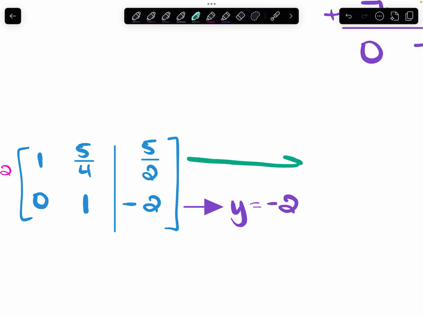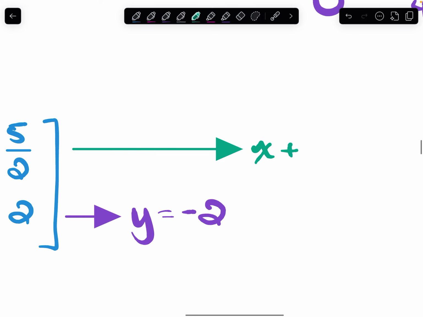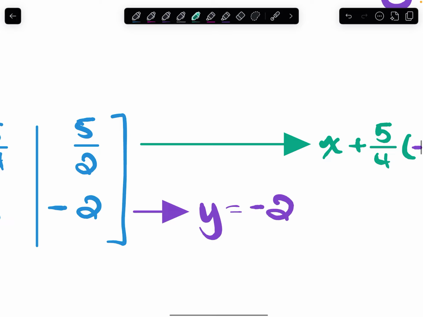So now I'm going to move up to the top row, and I'm going to do the same thing. I'm going to change it back to the equation form. So that top row is, remember, going to be 1x plus 5 over 4y equals 5 over 2. So 1x is just x plus 5 fourths y. But remember, we just found y. Y is -2, so I'm going to go ahead and plug that in here. So let me actually do that in purple, so it kind of matches. And then equals 5 over 2.